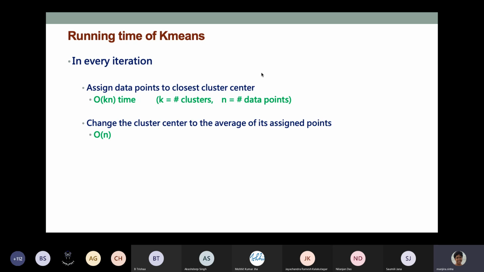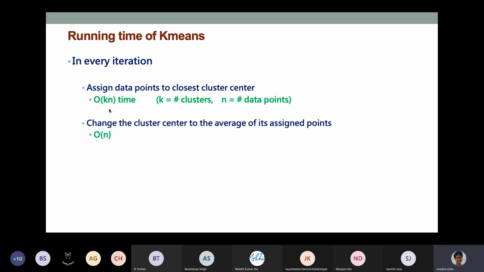So what is my running time of k means then? See, for every iteration, I need to do two things. So finding the first cluster center is constant. That is a one-time job. Now, I need to assign each data point to the closest cluster center. So that means I need to compute the distance of each data point with each of the cluster centers. So if there are k cluster centers, that means k distances for each point. And if there are n data points in my data set, that means totally order of k into n times.